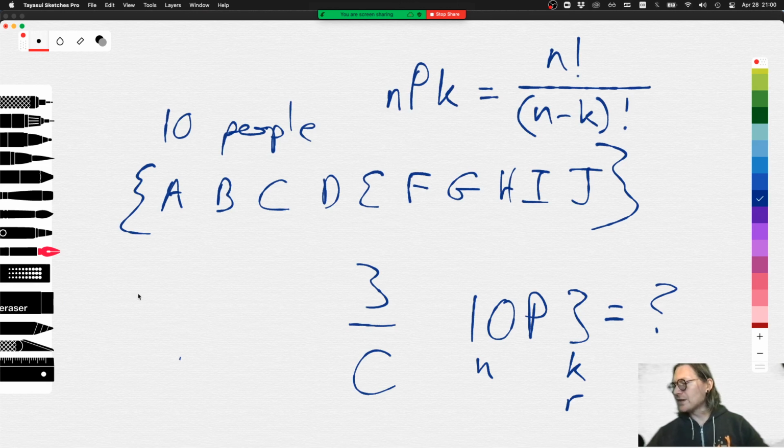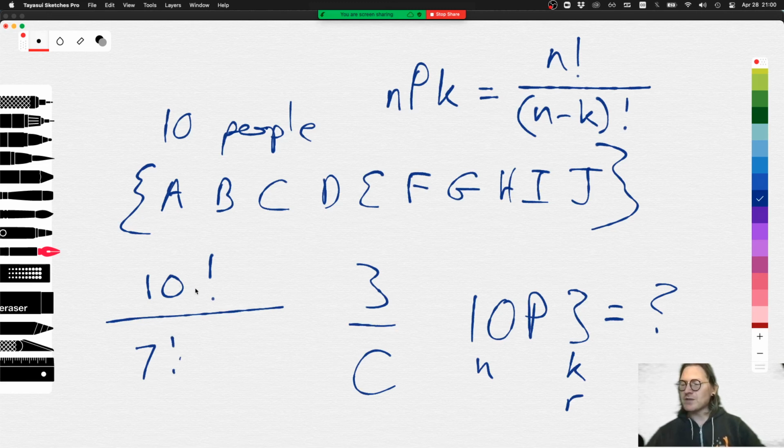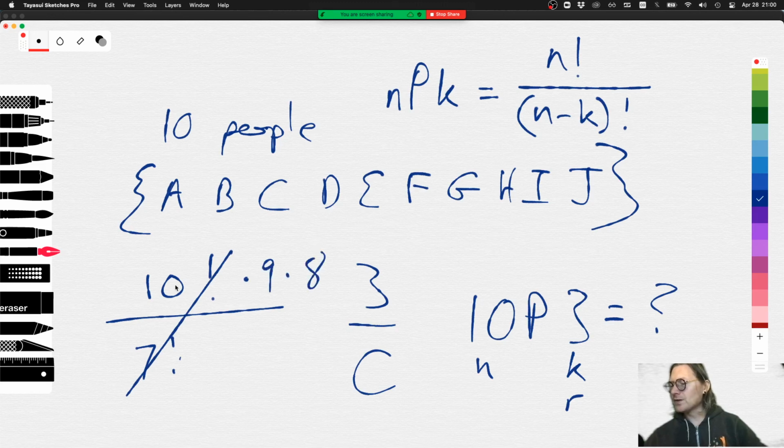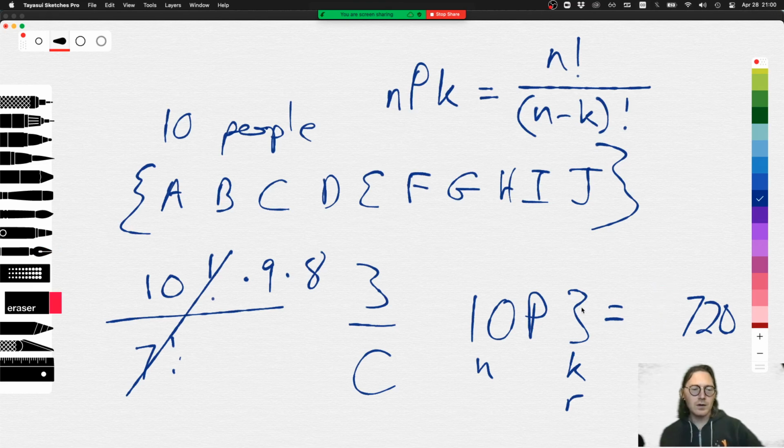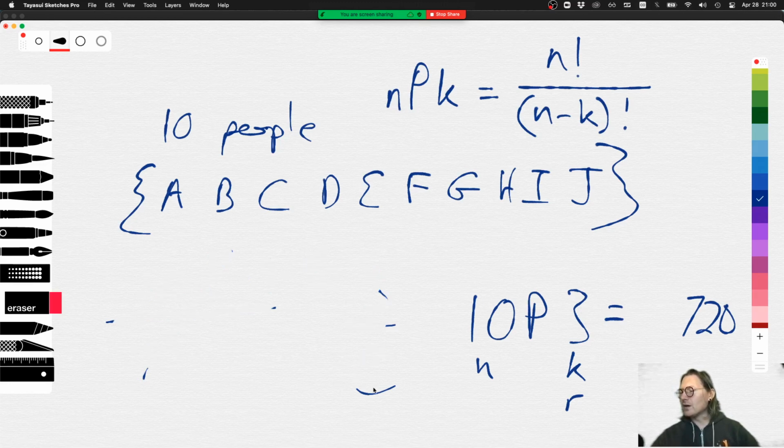We can say this is 10 factorial over n minus k, which would be 10 minus 3, so over 7 factorial. And if we reduce this, because this is 10 times 9 times 8 times 7 times 6, this is 7 times 6 times 5 times 4 times, and so on, we can reduce this to 10 times 9 times 8. So what is that? 90 times 8, that's 720. There are 720 ways that we can permute 3 across 10. And so if we have a first, second, and third place, there are 720 ways. If we've got 10 runners, there are 720 different ways that 3 of those runners can place first, second, and third place.